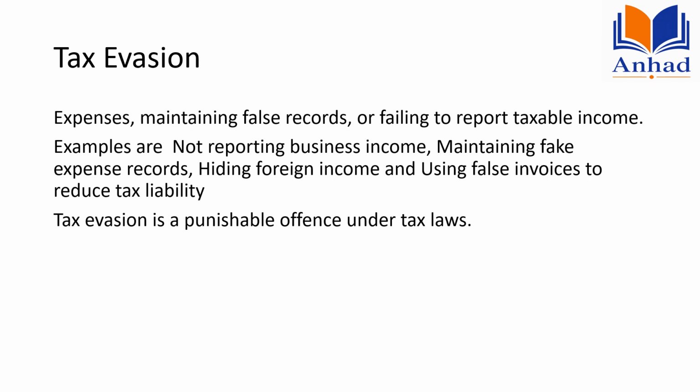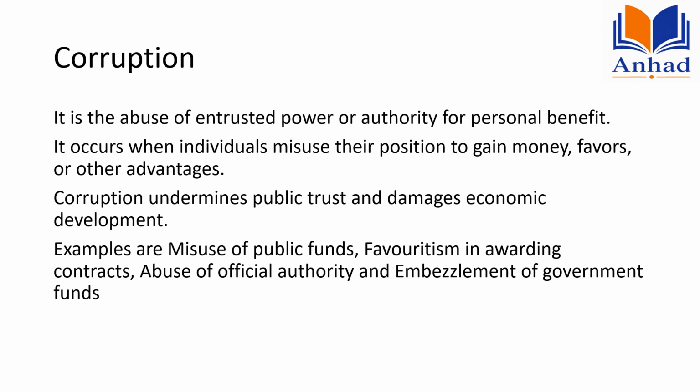Corruption is fourth kind of financial crime. It is the abuse of entrusted power or authority for personal benefit. It occurs when individuals misuse their position to gain money, favors, or other advantages. Corruption undermines public trust and damages economic development. Examples are misuse of public funds, favoritism in awarding contracts, abuse of official authority, and embezzlement of government funds.